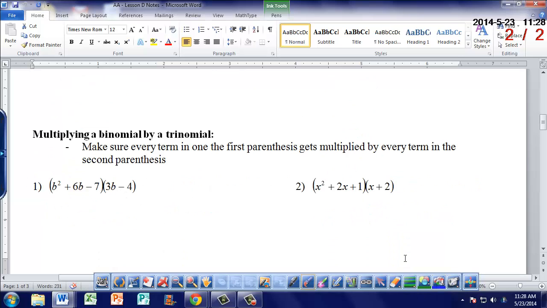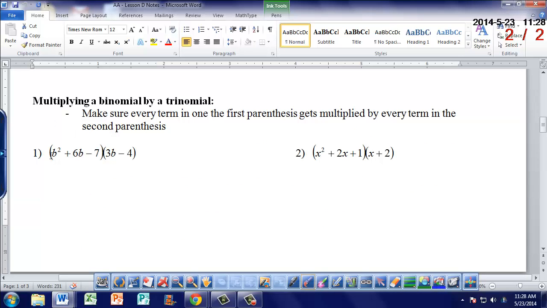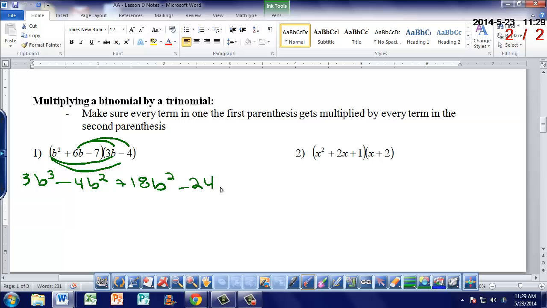Now, same thing. That's why I don't like having you memorize FOIL, because here we have 3 terms and 2 terms. So I'm just going to make sure that everything in the first parenthesis gets multiplied by everything in the second. So I'm going to get 3b cubed. Here I'm going to have negative 4b squared. Now I'm going to make sure this gets multiplied by both. 18b squared. Negative 24b.